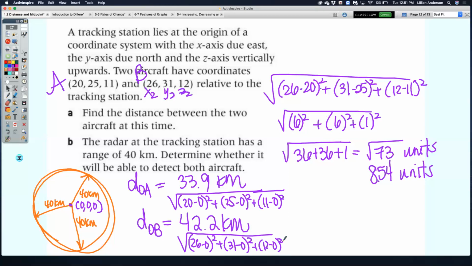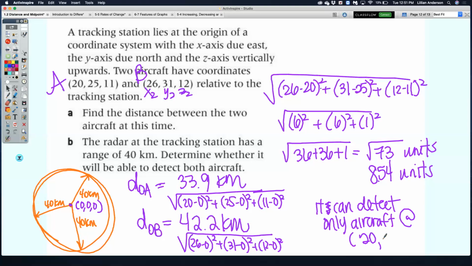Can it detect both aircrafts? No, we can only detect one aircraft. It can detect only the aircraft that's at the coordinates 20, 25, and 11. Okay? So if the question says explain if it can detect instead, you want to show the math, and as we can see, 42.2 is outside of the range of that radar. Okay? Good stuff.